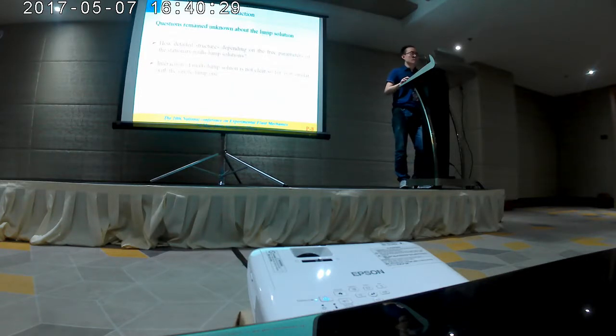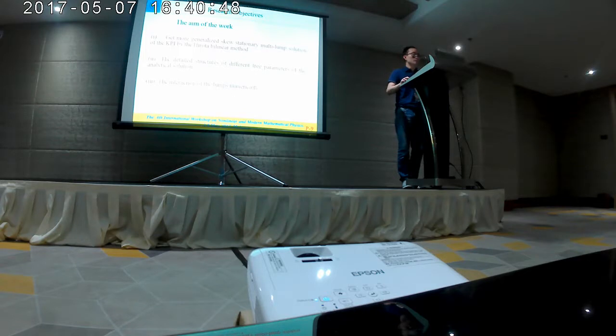Questions remain unknown about the lump solutions. How the structures depend on the free parameters of the stationary multi-lump solutions, and the interaction of multi-lump solutions, are not clear so far. It may be similar to the single lump one. The aim of our work is to get a more general scale than stationary multi-lump solutions by the bilinear method, and we analyze the detailed structures of the free parameters and then the interaction of lumps numerically.